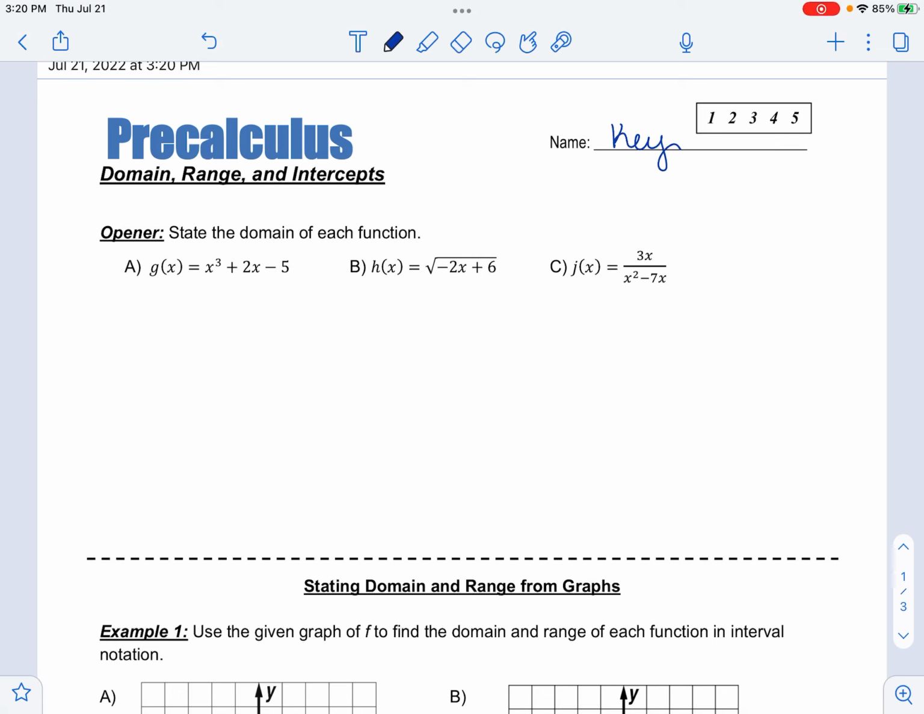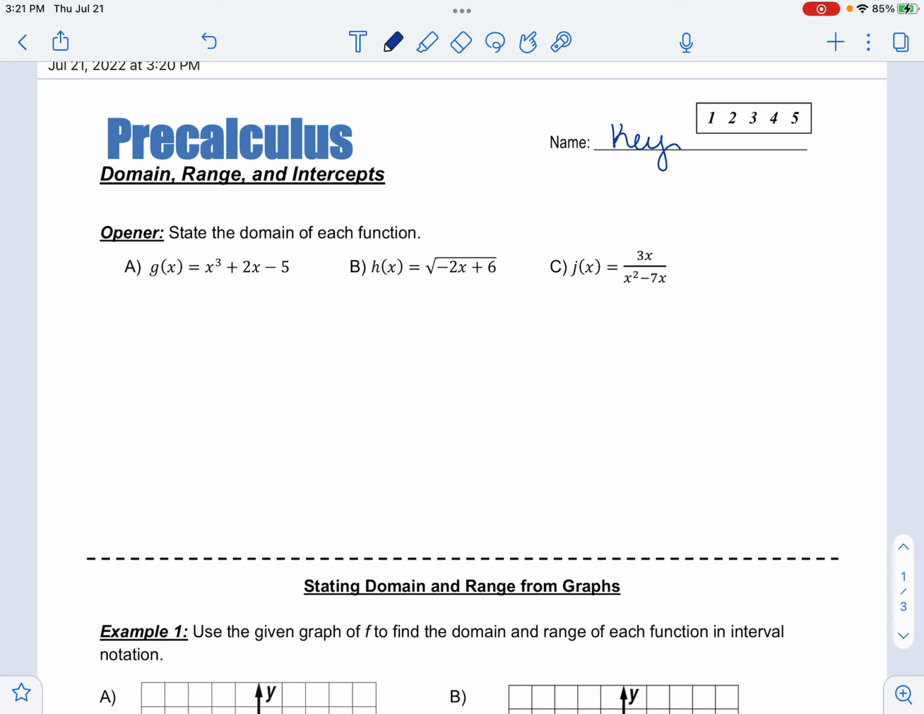So these notes are on domain, range, and intercepts. We're going to start with the opener to find the domain of each of the functions. So you can go ahead and pause the video, try it on your own, and then check back and see how you did.